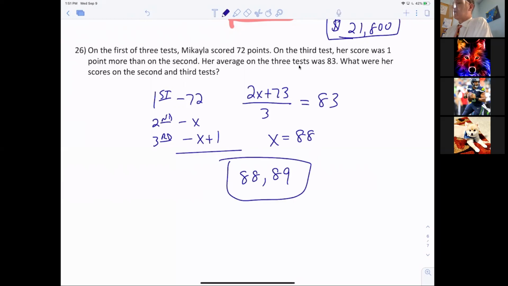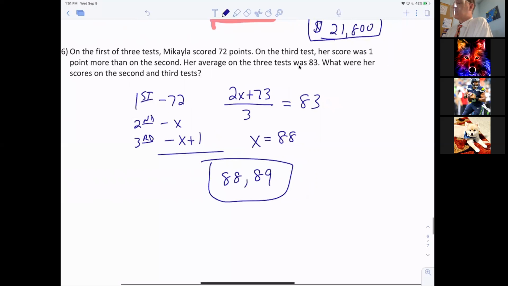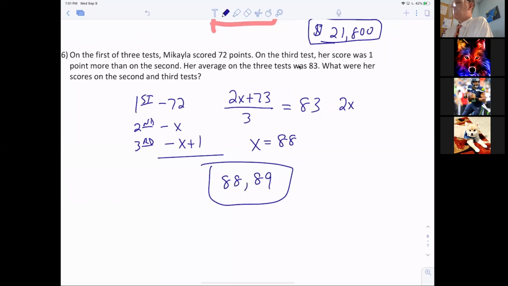Now remember, to solve this here, guys, what do I have to do, Michaela? Tell me how to solve it real quick. You multiply by 3 first. That is correct. So now we get 2x plus 73 is equal to 249. Now what? So 2x is equal to 176. So x is equal to 88. Perfect.